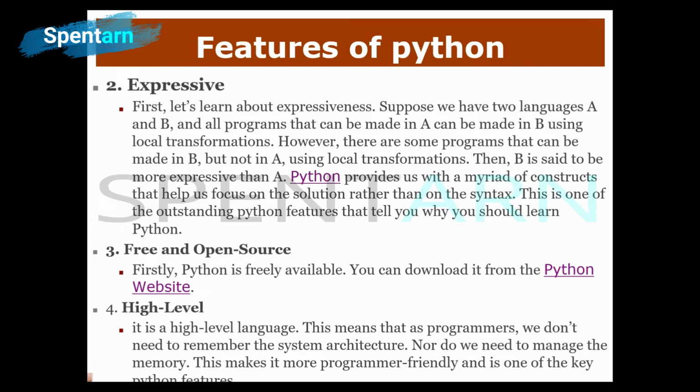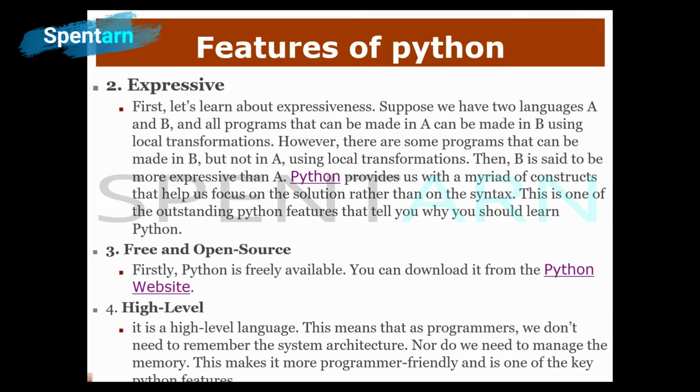Features of Python: it is expressive. It is an expressive kind of language. Suppose we have two languages A and B, and all programs that can be made in A can be made in B using local transformation. So it is a kind of expressive language. Like if someone was using Java in the past, he can use Python right now and can transform the Java into Python using local transformations. Different functions and different libraries are used in Python for this work. Free and open source: yes, it is a free and open source programming language. Anyone can use it, and it is freely available everywhere.